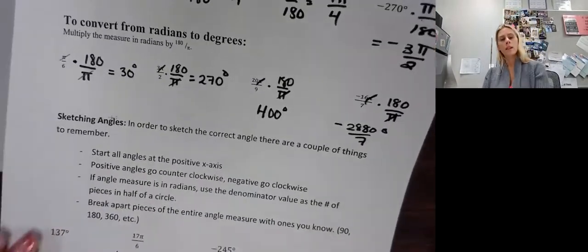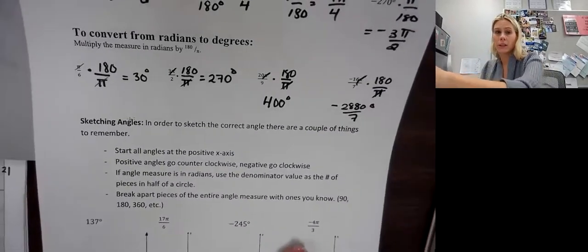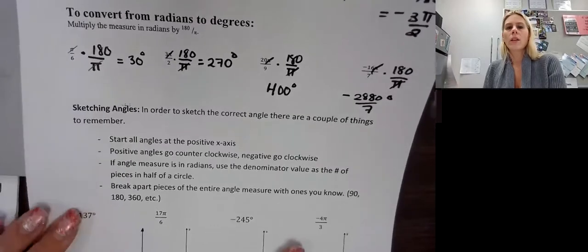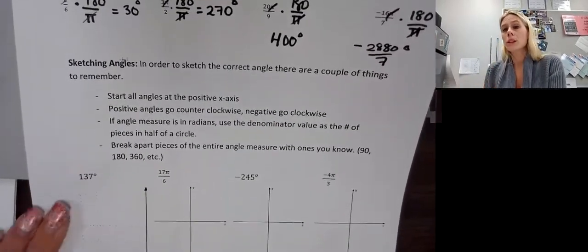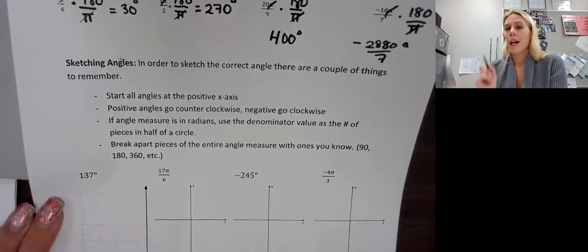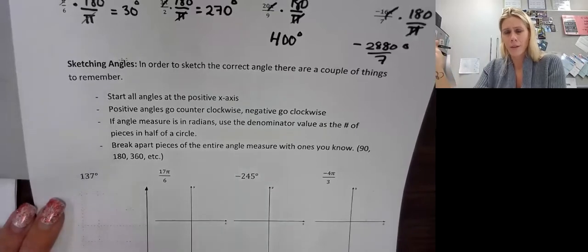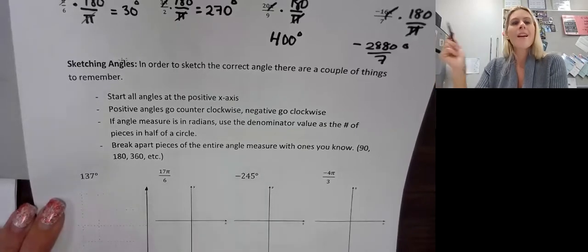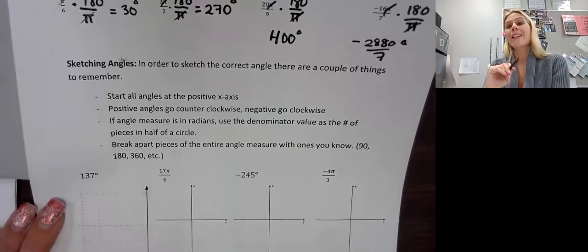Okay, that's converting. Now let's talk about sketching these angles. So in order to sketch the correct angle, there are a couple of things we need to remember. First, we will always start at the positive x-axis. And that's where we start. Hopefully this is in the right direction according to the video. Positive angles go counterclockwise. Negative angles go clockwise.